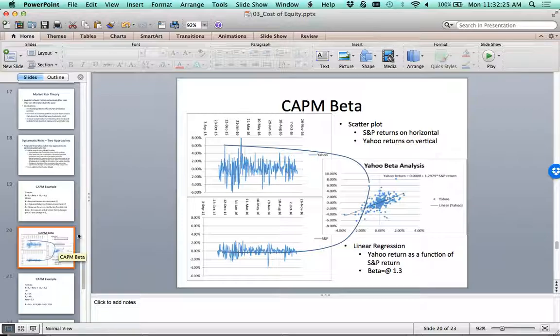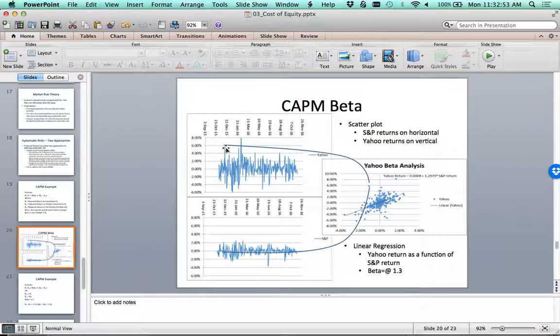Here's how you might put that into action. So again, this is the information for the S&P 500, which we're using as our proxy or estimate for the market portfolio. Here is the Yahoo stock price. And what we did was we plotted the two prices against each other. I want to be clear what I mean by that. And so not the two prices, sorry, the returns.